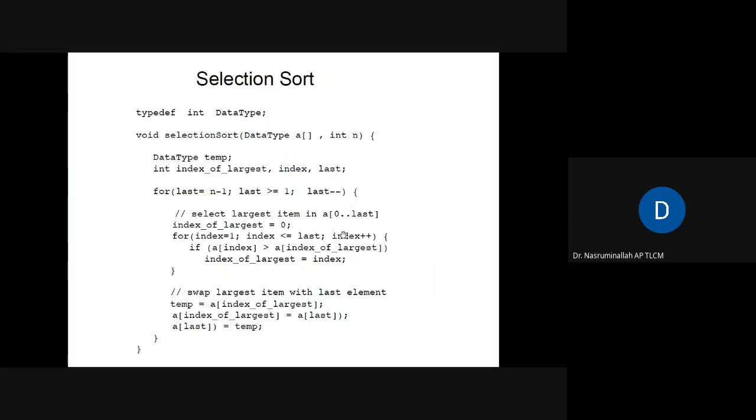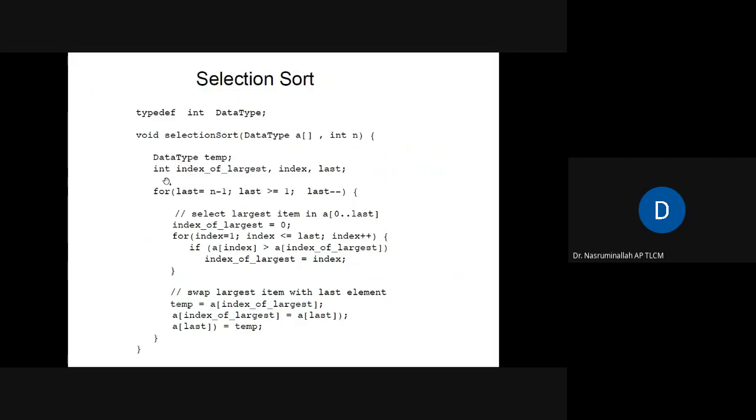This is the actual code of the selection sort algorithm. The function we have written has the name selection sort. To this we will pass an array containing data, and int n will be representing the total number of elements in that array. So we define integer variables index of largest, index, and last.